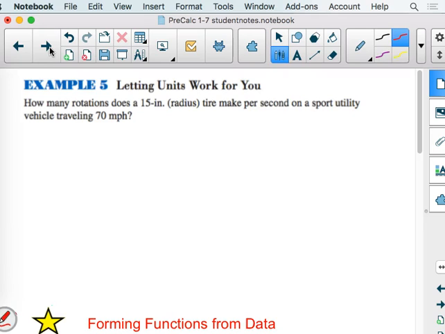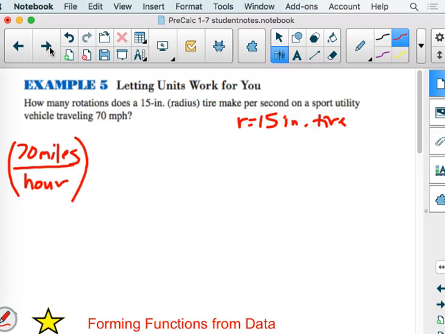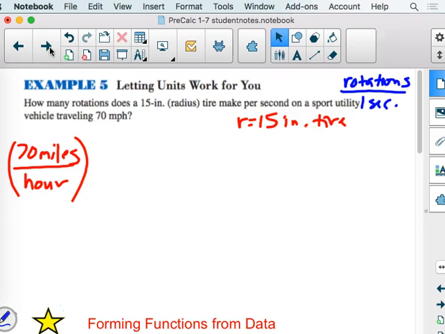We've got rotations with a 15-inch radius tire. And then we have 70 miles per hour. Well, that's where I'm going to start. We'll wait and see how the rest of the information fits in with what we have. Because what they want for an answer is rotations per second. Now, I don't see rotations up here at all with this piece, but I certainly know I could work this hours into something about seconds.